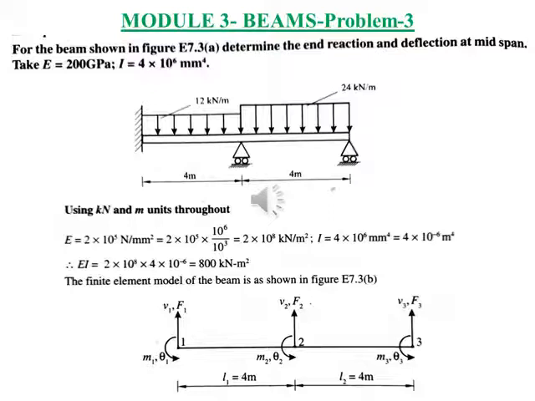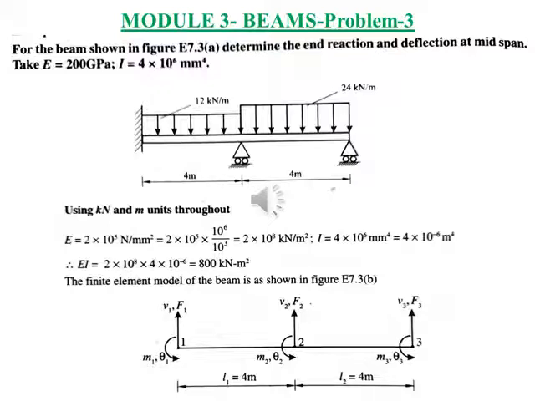We have E as 2 into 10 power 5 Newton per millimeter square, which converts to 2 into 10 power 8 kilonewton per meter square. I is 4 into 10 power 6, which converts to 4 into 10 power minus 6 meter to the power 4. So E into I will be 800 kilonewton meter square.